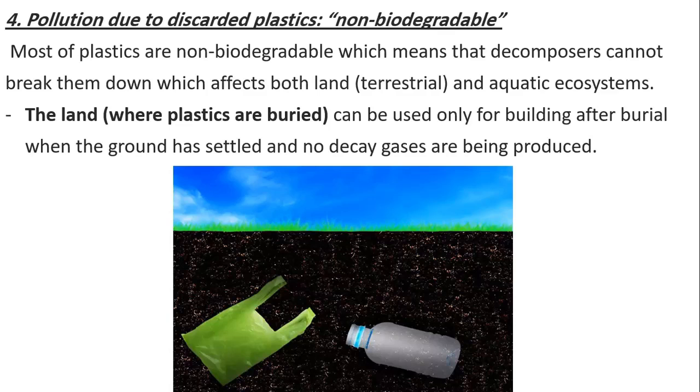So what will we use it in? Maybe we can use it in buildings, but the problem is that even to build on this soil, we need to make sure that those plastics are now broken down and this soil is stable. So this means that this terrestrial ecosystem is now damaged.